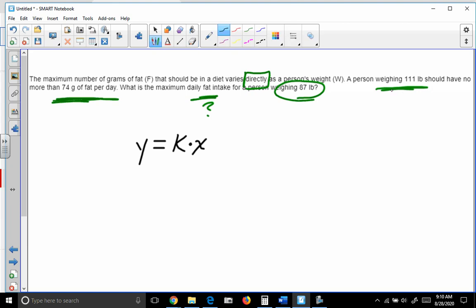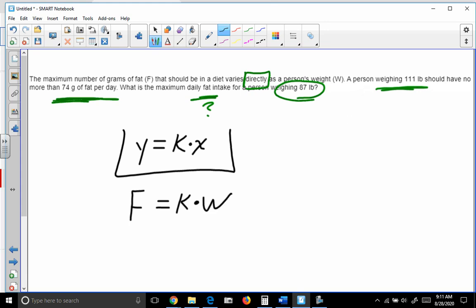So let's use our data value. And this is the general equation for a direct relation or a direct variation. Let's use the letters in the equation. They tell us that fat, let's use F for fat, varies directly. So K times weight. So fat has a direct variation with a person's weight.